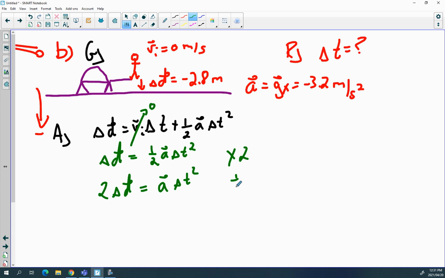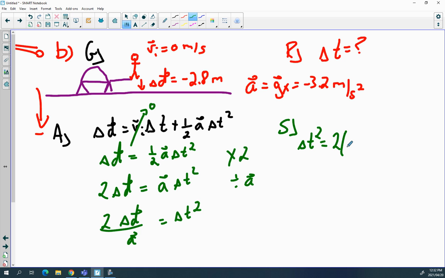We're going to divide each side by the acceleration on this wonderful planet X, which would probably be a lot of fun to visit. And that's going to be our time squared. So now we can substitute. Time squared is equal to 2 times the displacement of negative 2.8 meters, all divided by the acceleration of negative 3.2 meters per second squared, right? And we're going to get our calculator out and solve for this.